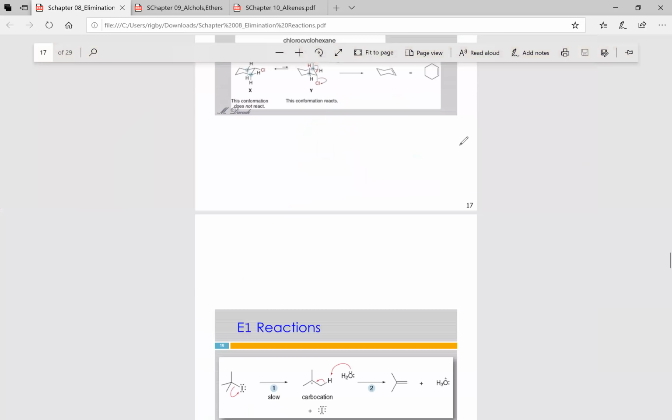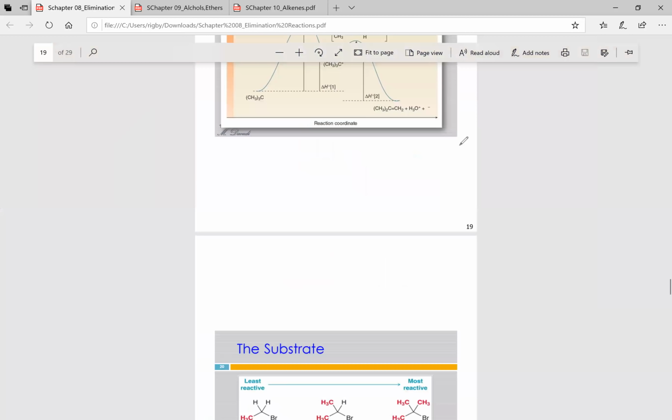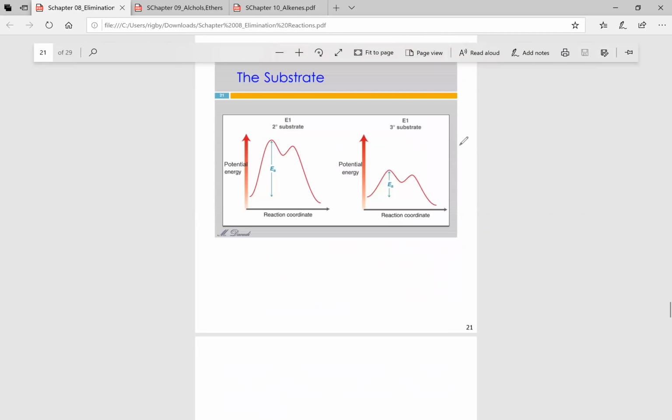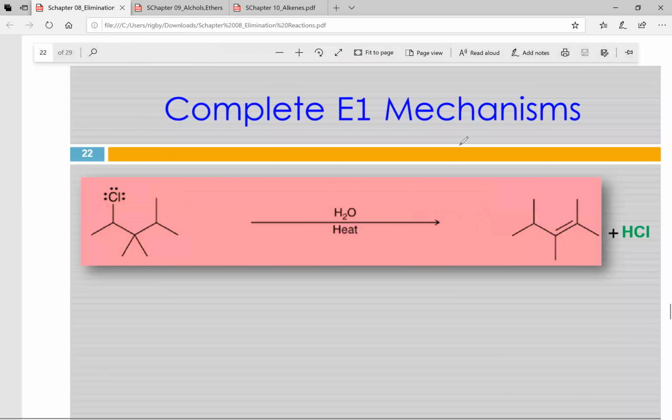Okay, so we talked about E1 reactions. The substrate, again, E1 prefers tertiary. Let's continue on. Okay, so let's talk about something called shifting. Whenever we have a carbocation, we can have a rearrangement that will make that carbocation more stable. So let's take this example real quickly.